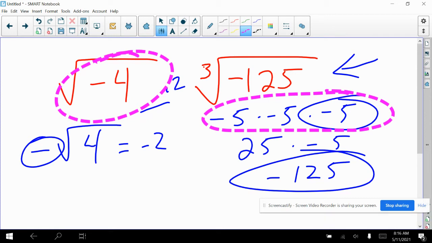You can't come up with the same numbers for -4 when you come up with squares. Okay, everybody good with that? All right, you see the difference between a negative square root and a negative cube root? Logan, were you going to say something, bud?